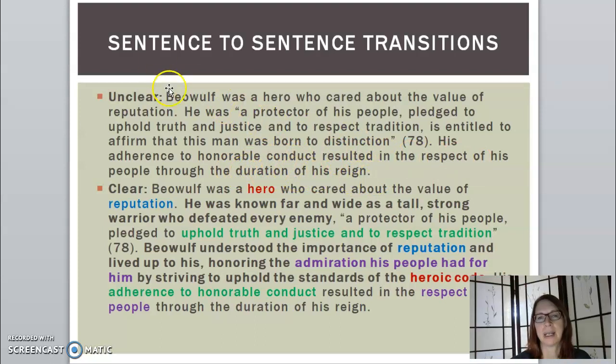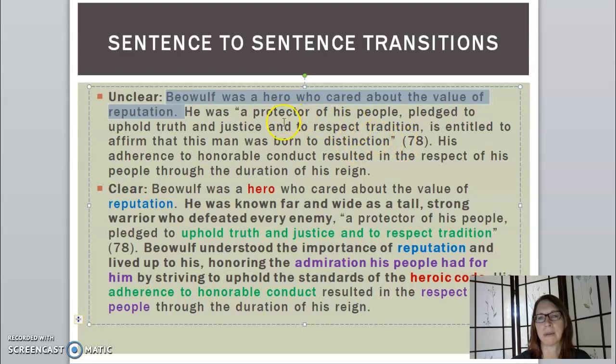So if you look at it, there's some different ideas at play. Beowulf's a hero. He's a protector of his people, and his honorable conduct results in respect. So you can see that these ideas are connected, but might not be quite flowing well enough or clear enough to readers to show them how to more easily connect those ideas.